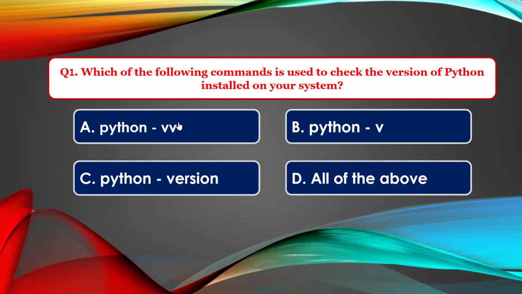C. Yeah, Gopal, that's correct. And Python underscore V or Python underscore version. There is a gentleman by the name Gopal who has given the answer C. Yeah, that's right. And in fact, you can use any of these to get it. All the above are correct.